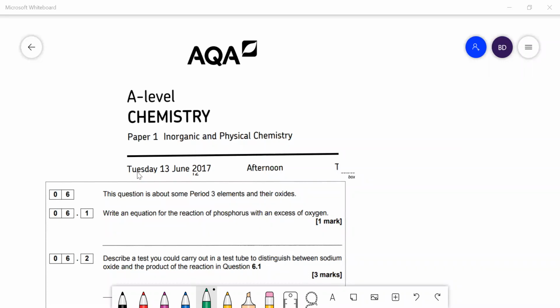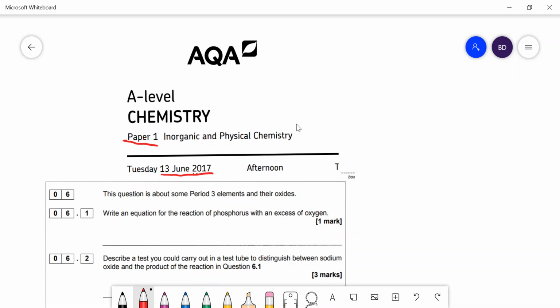Okay, so this is the walkthrough of the second half of AQA A-level Chemistry Paper 1. This is the 2017 paper. The first half of this paper, question 1 to 5, was covered in another video. Okay, so question 6 about period 3 elements and their oxides.